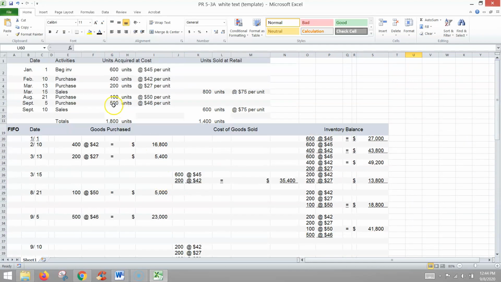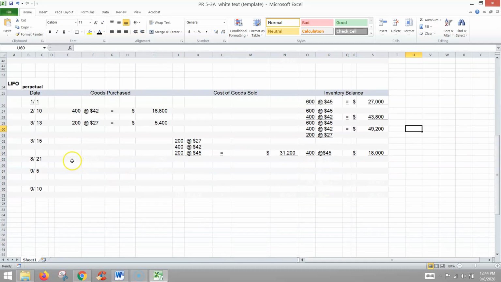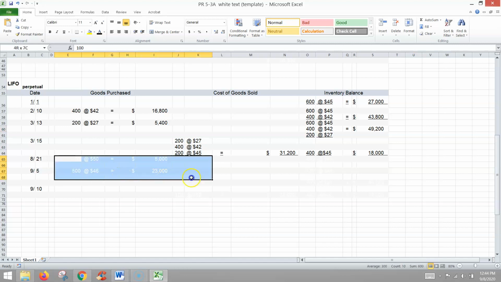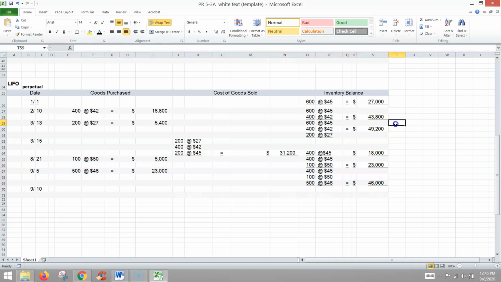Then we make a purchase. We have a purchase of 100 units on August 21st and a purchase of 500 units on September 5th. So we're going to add those to our inventory balances. So at the end of September 5th, we have 3 costing layers. We have the original 400 plus the purchase of 100 at 50 plus the purchase of 500 at 46.